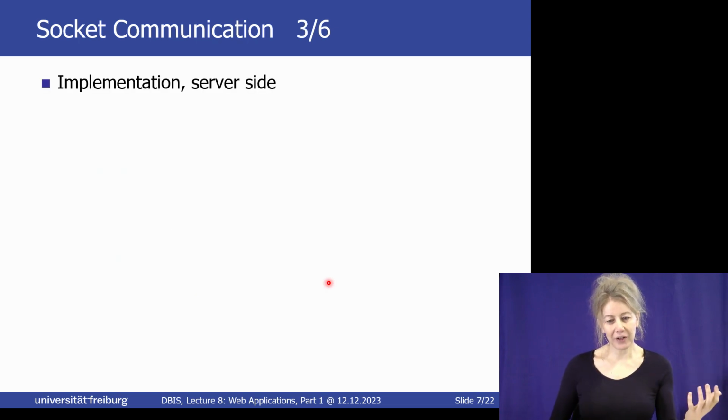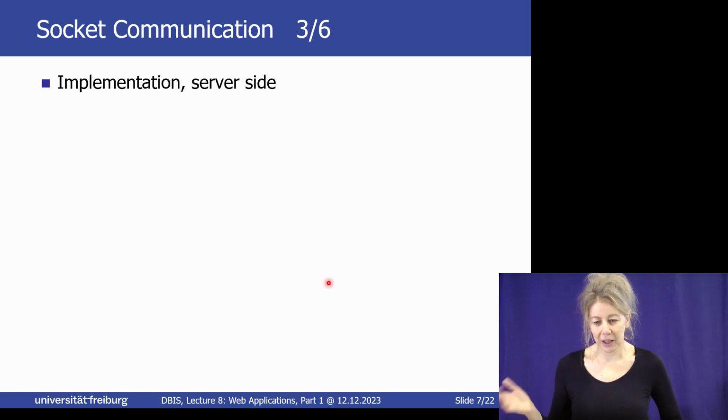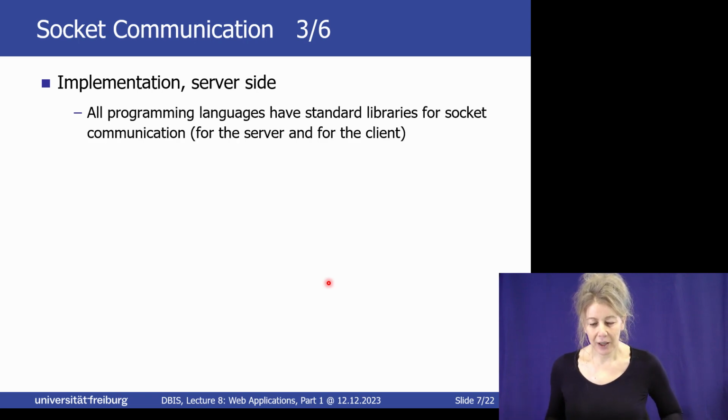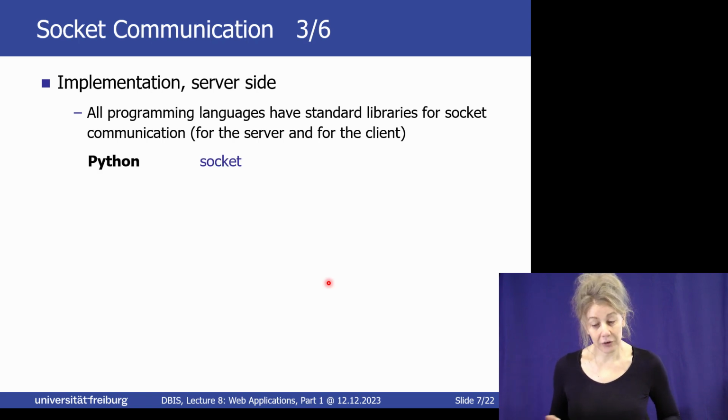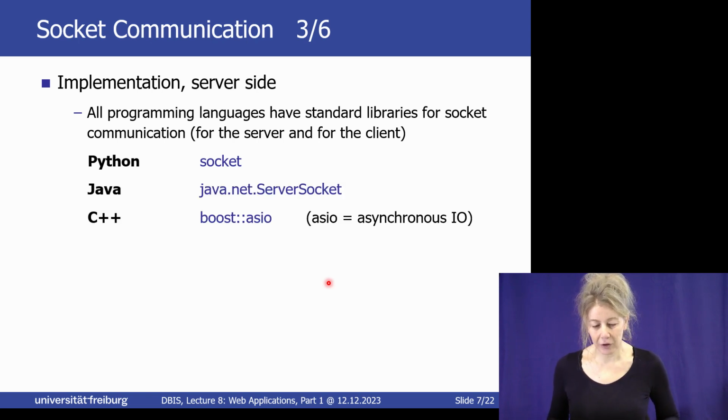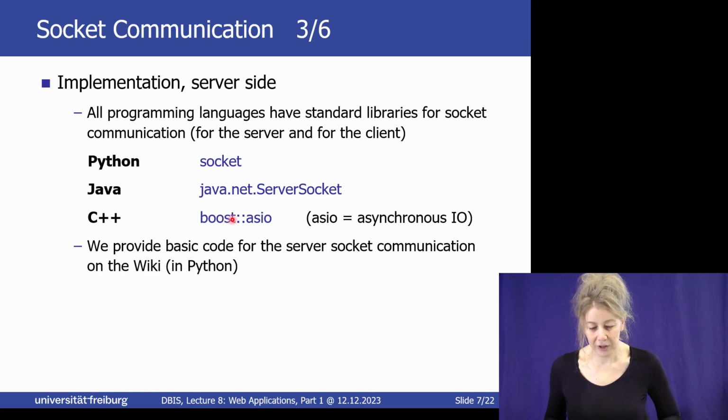So we have the server side, the one doing the work, and the client side who wants something. All programming languages have standard libraries for this kind of communication, for the server and for the client. In Python, the library is called socket. In Java, server socket. In C++, Boost ASIO. For asynchronous I/O, it's not in the standard. It's pretty complicated stuff, all this network stuff. We will see a little bit of it.